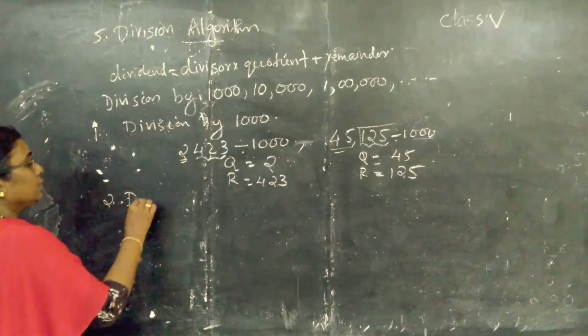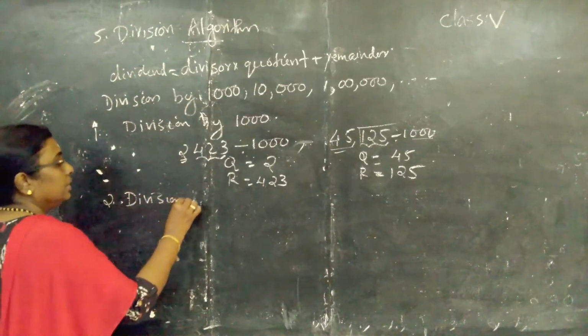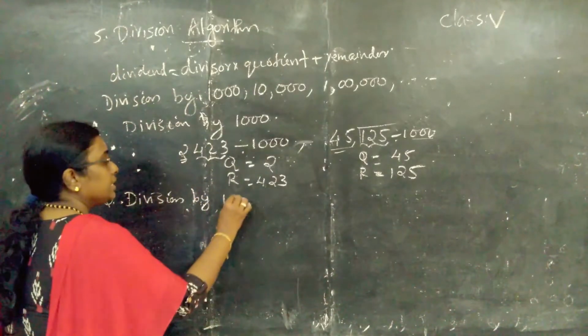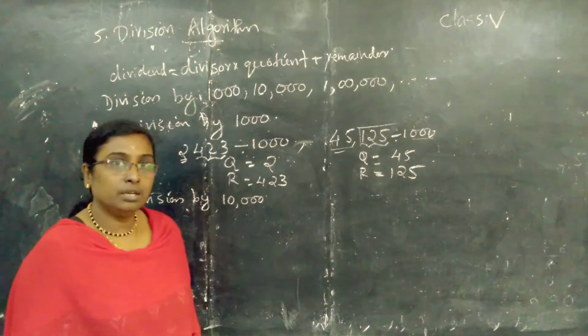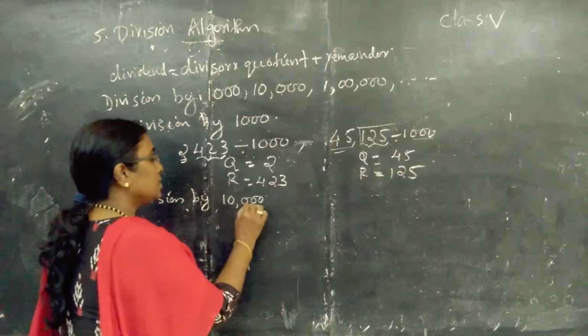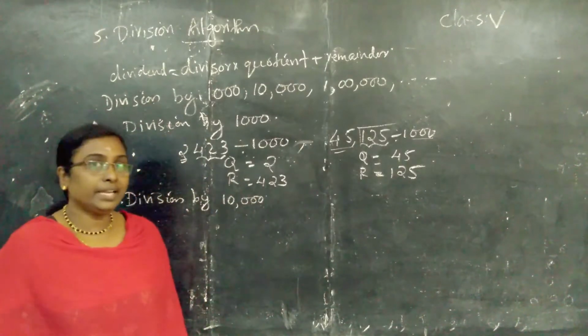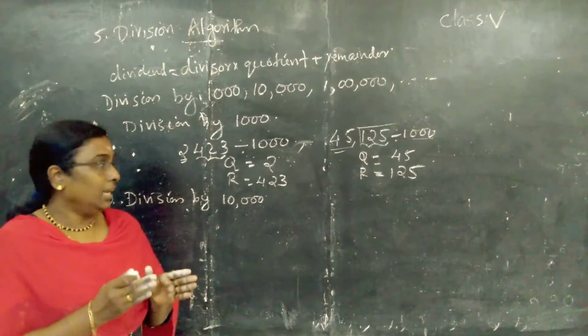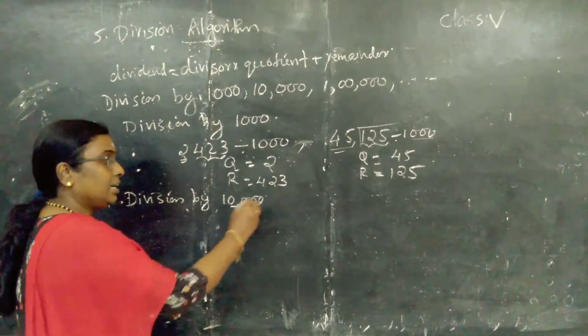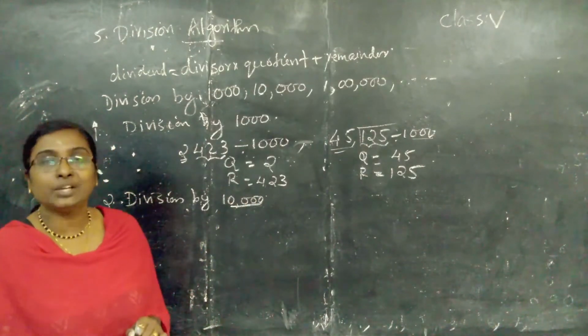Okay. Then, second one. Division by 10,000. How many zeros in 10,000? 4 zeros. So, to divide a number by 10,000, we remove the last 4 digits to get the quotient.